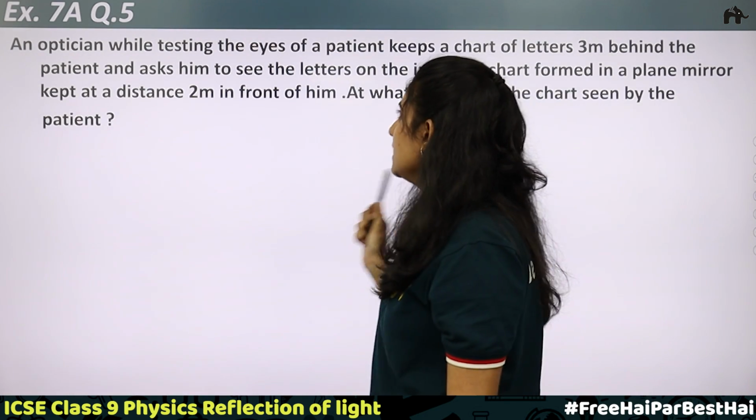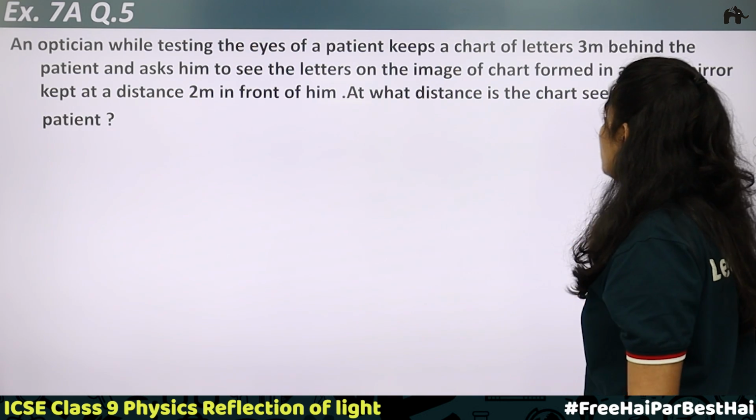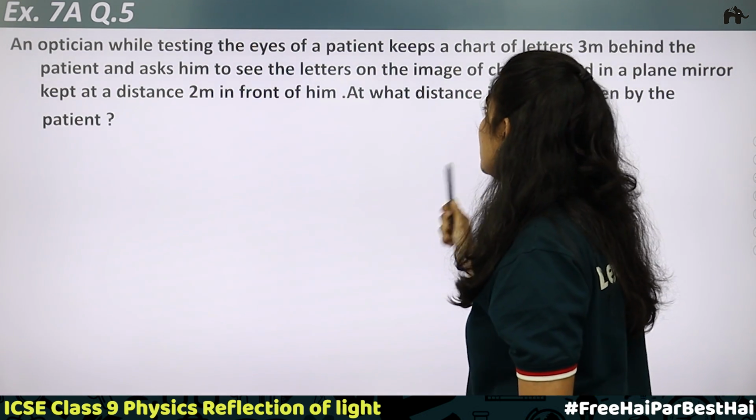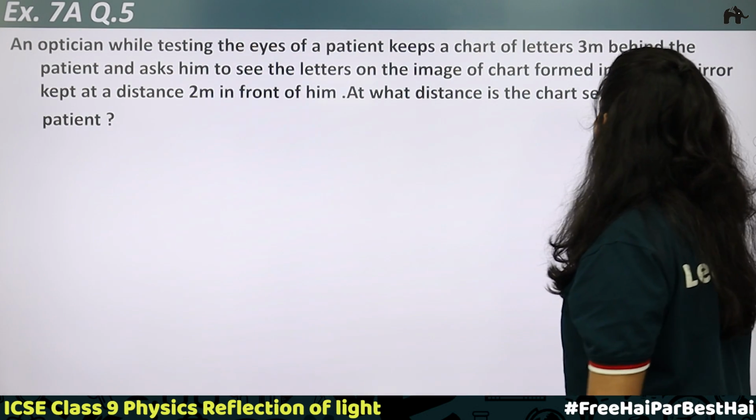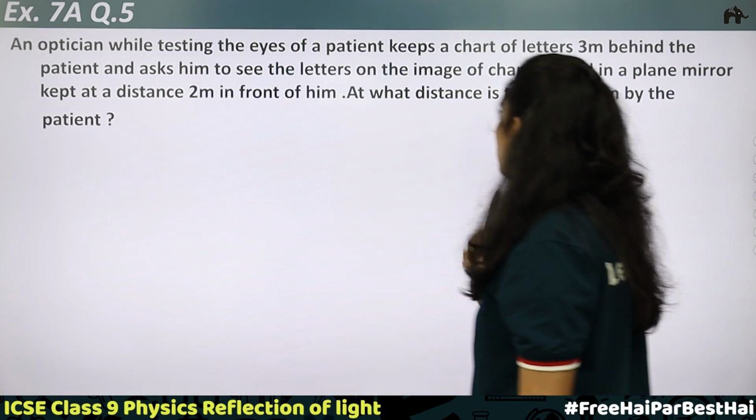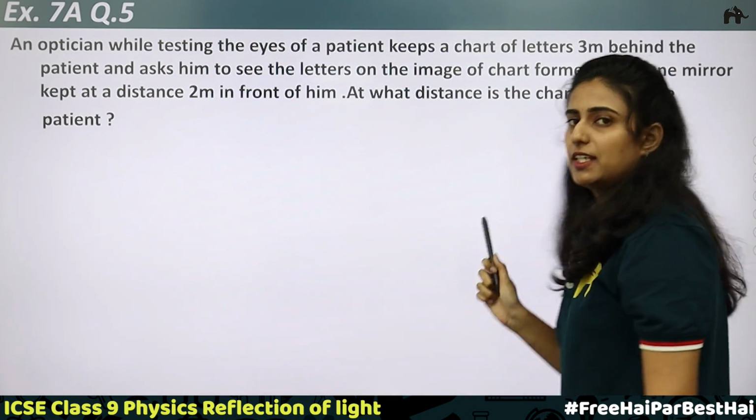An optician, while testing the eyes of a patient, keeps a chart of letters 3 meters behind the patient and asks him to see the letters on the image of the chart formed in a plane mirror kept at a distance 2 meters in front of him. At what distance is the chart seen by the patient?